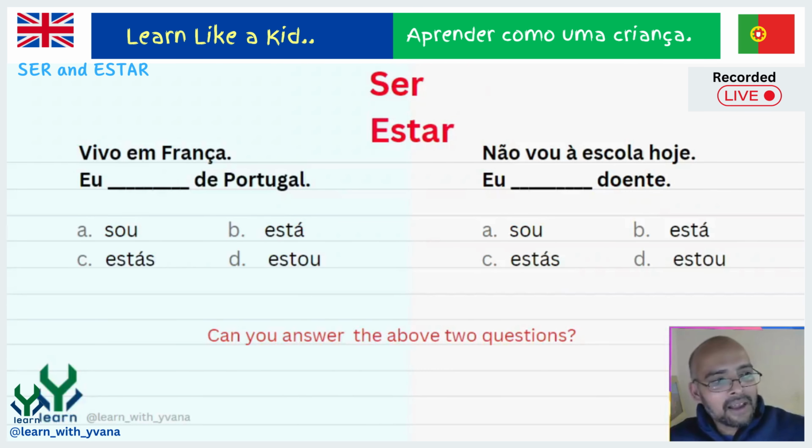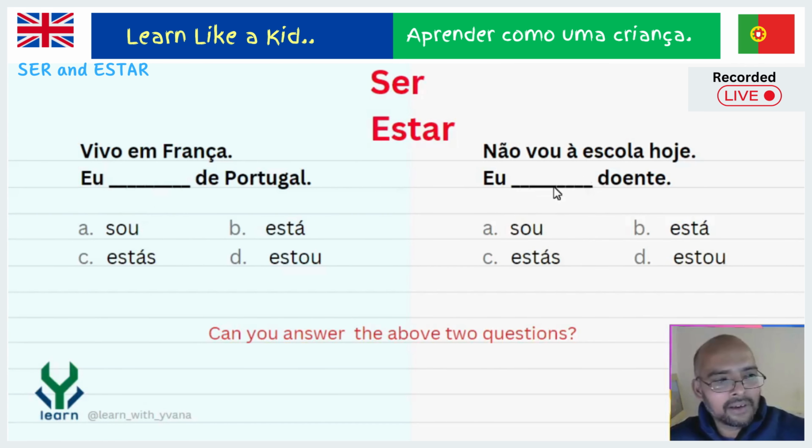Okay, ser and estar, these are the "to be" verbs of Portuguese. First, let me ask you if you can answer the above two questions. The first one is "vivo em França". As I told you, this is for the very beginners, and if there are some very beginners who don't understand what "vivo em França" means, you can ask there in the comments.